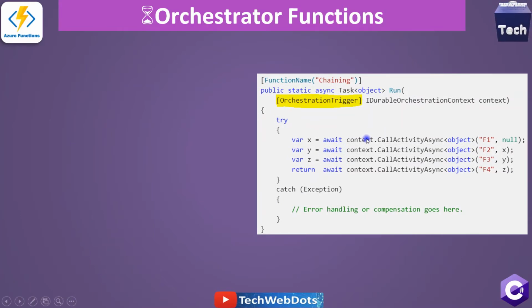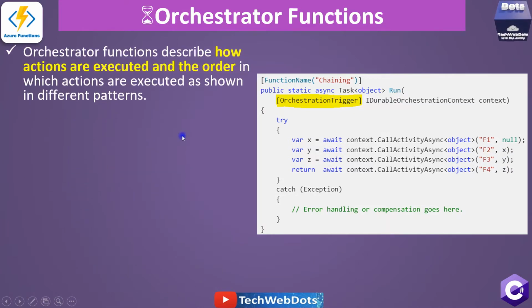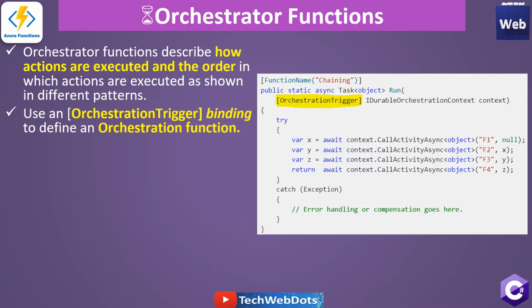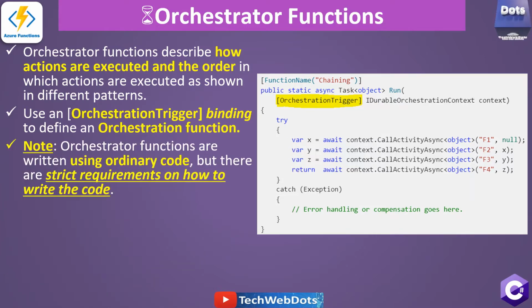Okay, so this is the example of an orchestrator function that I have discussed earlier as well. Here we are calling different activities, for example F1, F2, F3, and in some of them we are passing input as well, X, Y, Z. Important points about orchestrator functions: they describe how actions are executed and the order in which actions are executed, as shown in the different patterns we have already seen. An orchestration trigger binding is used to define an orchestrator function.